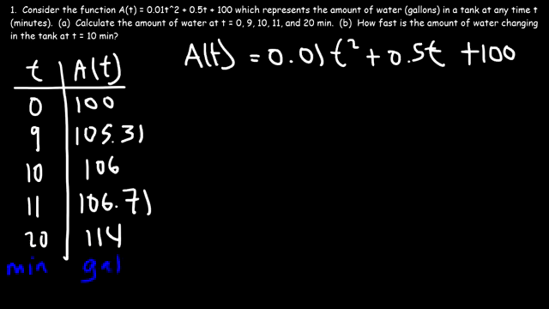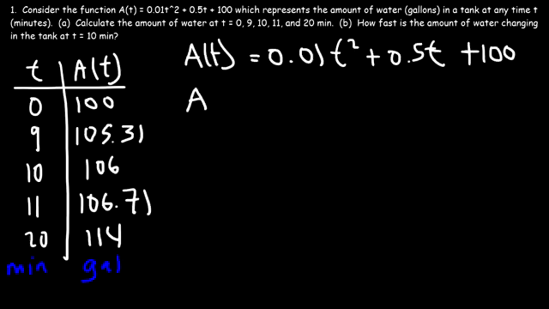So let's focus on part B. How fast is the amount of water changing in the tank when t is equal to 10? Do we need to find the derivative or do we need to integrate? How fast is the amount of water changing? Are we dealing with rates of change or accumulation? Because we're dealing with rates of change, we're dealing with derivatives.